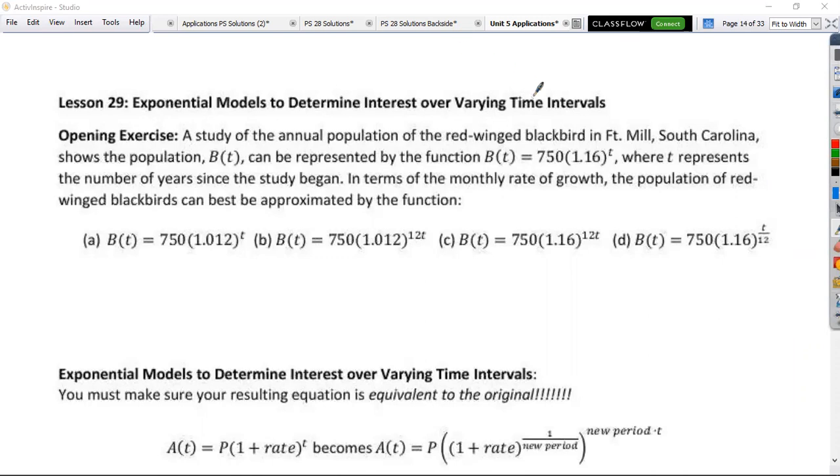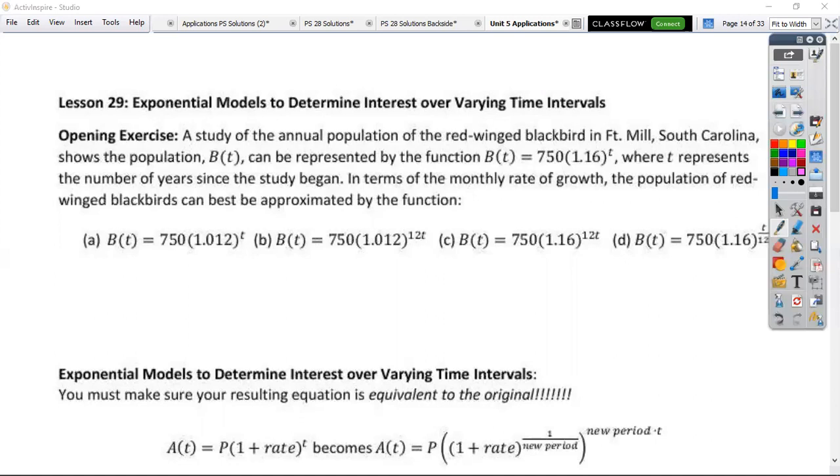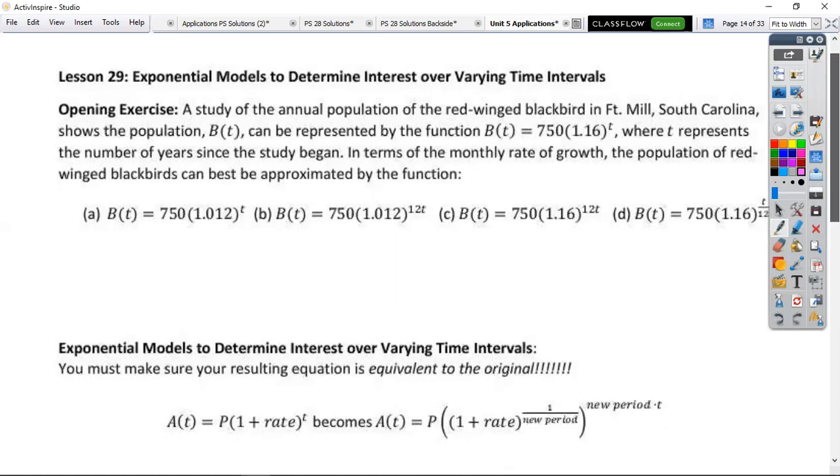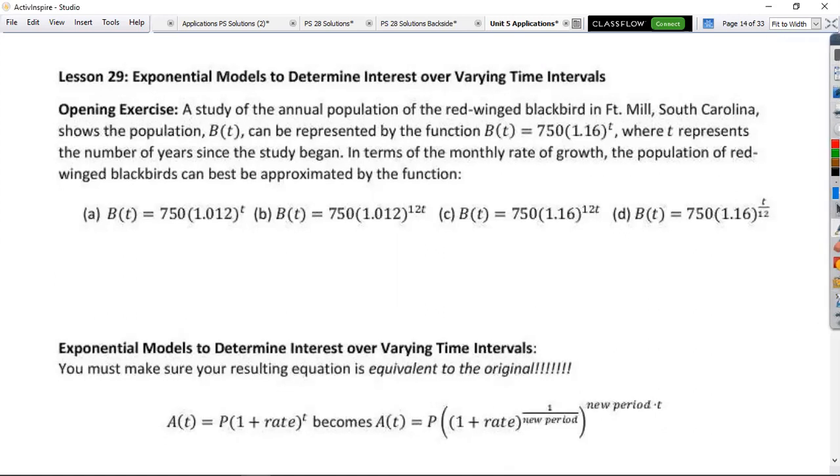So your first example here, we have the annual population of the blackbird, and you have this equation here. So 750 is the initial number of blackbirds that you started with. T is the number of years. So in terms of the monthly growth rate, the population can best be approximated by what? So what you're going to learn today is how to rewrite using equivalence models.